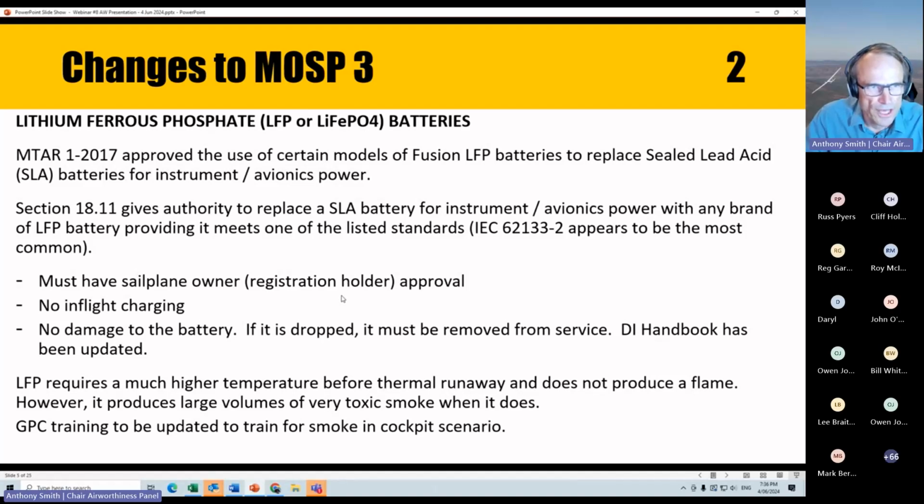Also changed was approval for lithium iron phosphate batteries. Now, this was previously approved back in 2017, where we allowed the use of particular models of the Fusion brand LFP batteries to replace sealed lead acid batteries for instrument and avionics power. This is now at section 18.11. It is a rewrite of what was the previous section 18.10. It gives authority to replace sealed lead acid batteries.